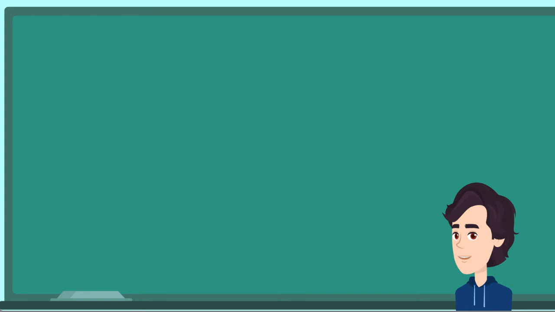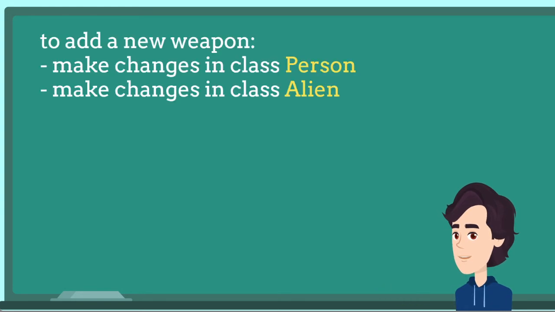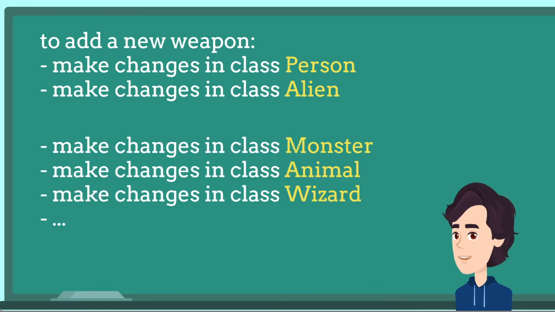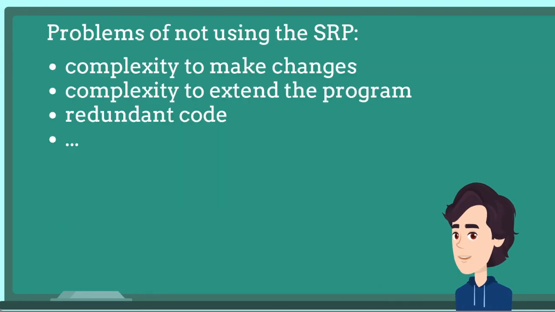Okay. So, did you see the problem? To add one new weapon, the student had to make changes in the class person and alien. Imagine if we had more different kinds of players, like monsters, animals, or maybe wizards. We have to make changes in all those classes when we add a new weapon, so it will be too complex to make changes, and also we will have a lot of redundant code, because the same code is implemented in a lot of classes.